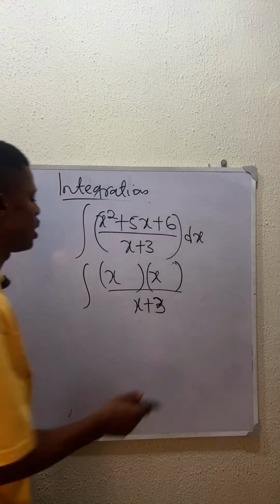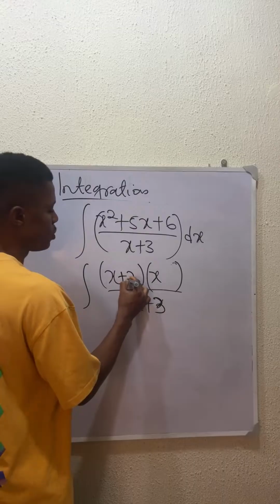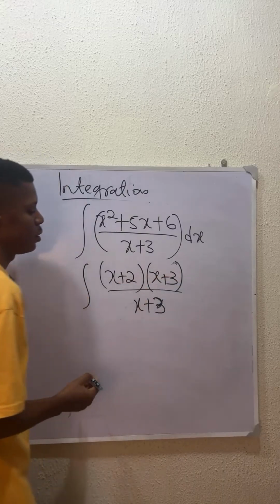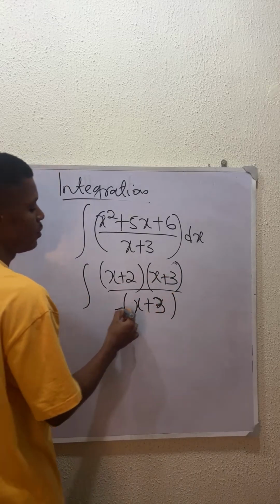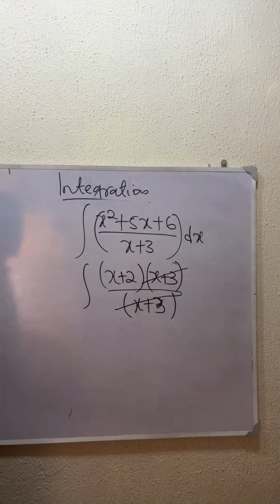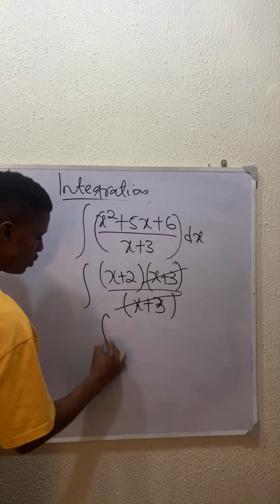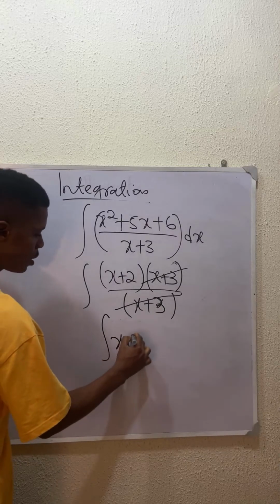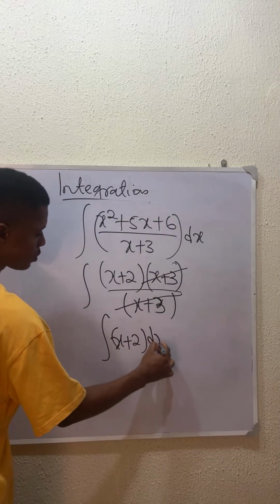Okay, 2 and 3, you're right. So this is plus 2 and plus 3. Then what do you observe? The x plus 3 and x plus 3 will cancel each other, right? So if they cancel like that, you have the integral of x plus 2 with respect to x.